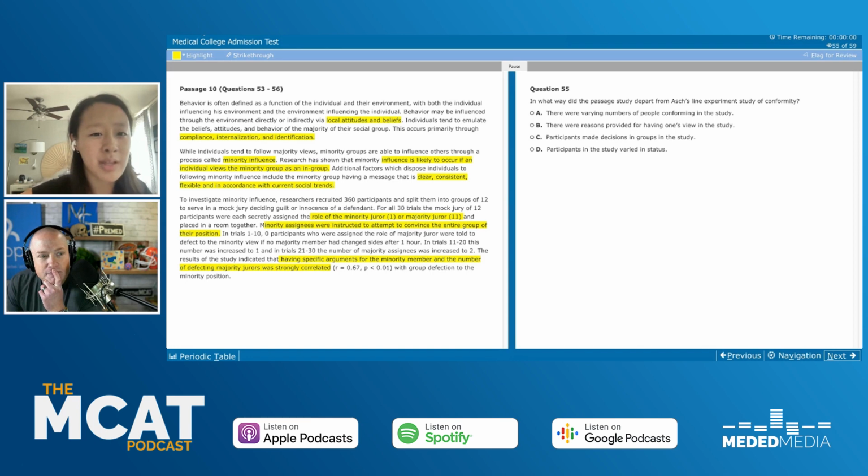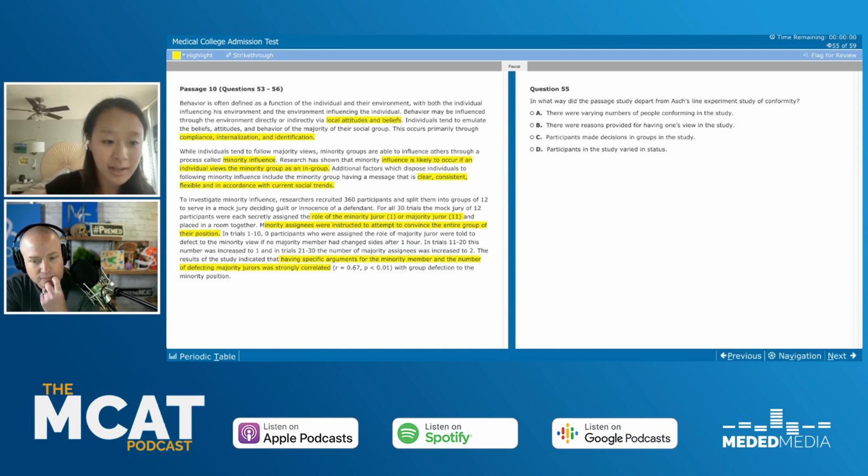Status isn't something that was really mentioned. We didn't really talk about social status at all in the passage, and it's not really relevant to Asch's experiment either, because they just want to see if people will agree with an obviously wrong answer if other people seem very certain that it's true. And so B, there were reasons provided for having one's view in the study.